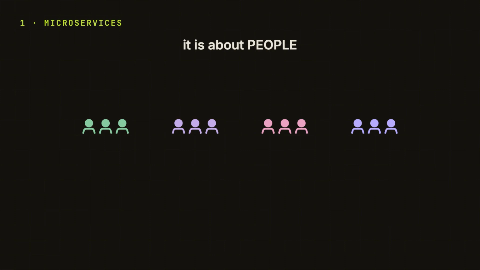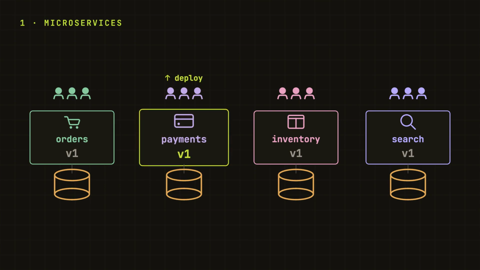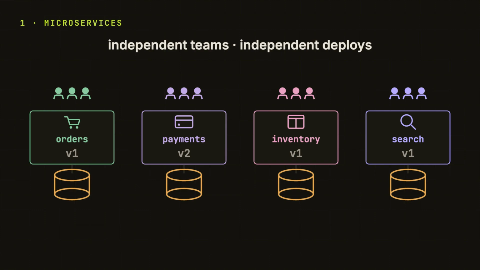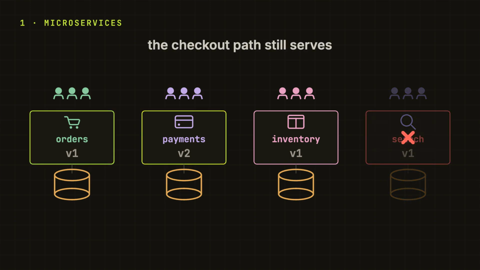With microservices, each small team owns its service and can build, test, and deploy it independently without coordinating with everyone else. That is the real win. Independent teams, independent deployments. And there is a second benefit, fault isolation. Because the services are separate, if the search service crashes, the checkout service keeps working.